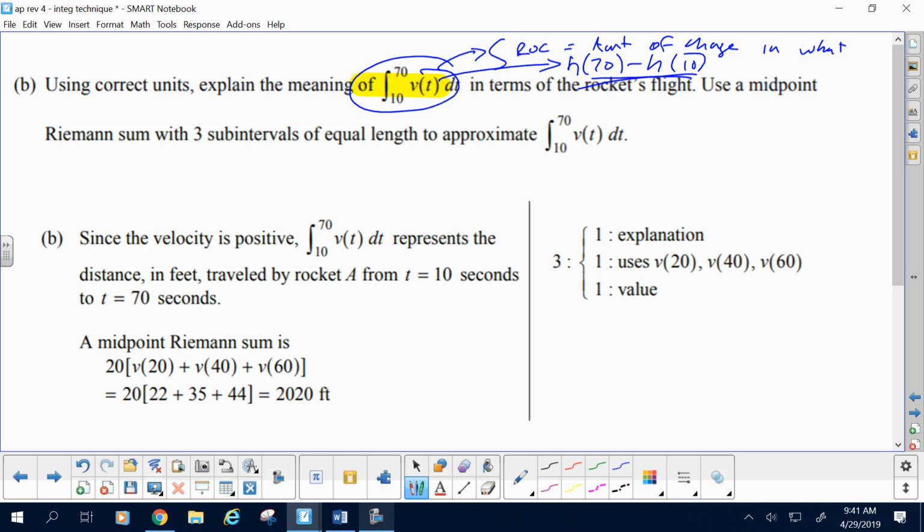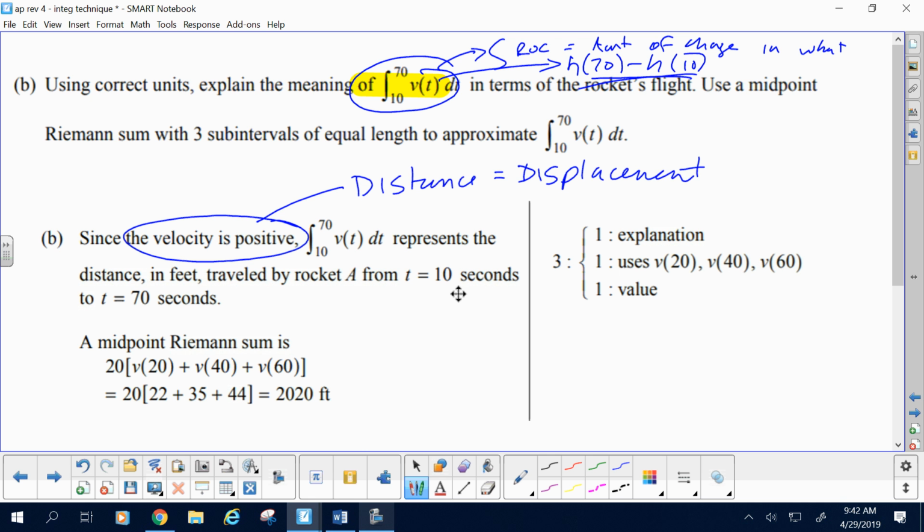Now I don't know if I would have got full credit here, because it is change in position, that's true. They also say distance, because it's only moving forward or up. I just said it's change in position in feet from time 10 seconds to time 70 seconds, but I guess the moral of that story is if the velocity is positive, then distance equals displacement. And so maybe I should have said distance here. I think I just lost the point.